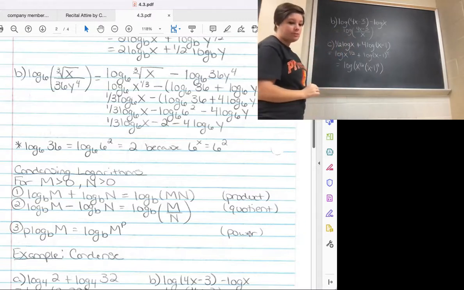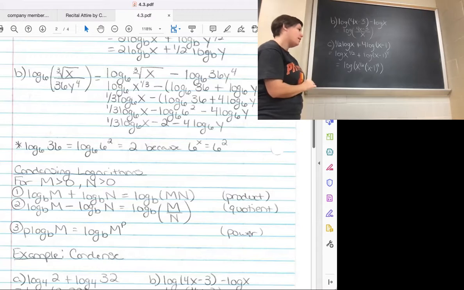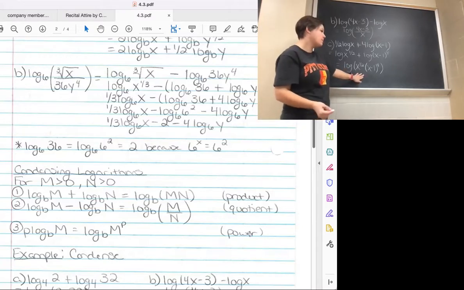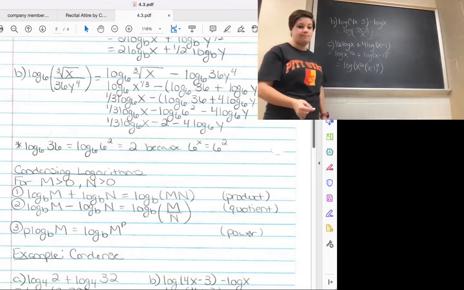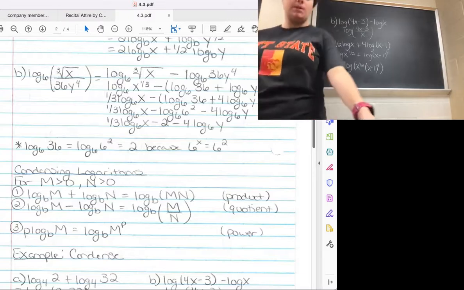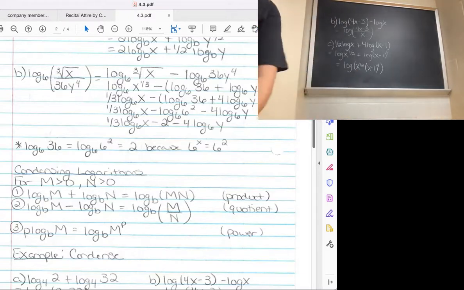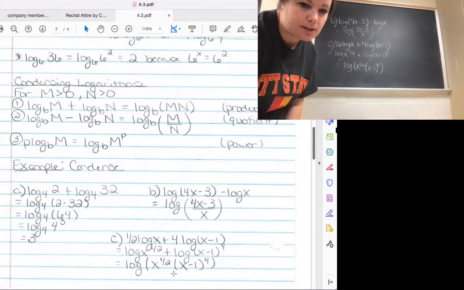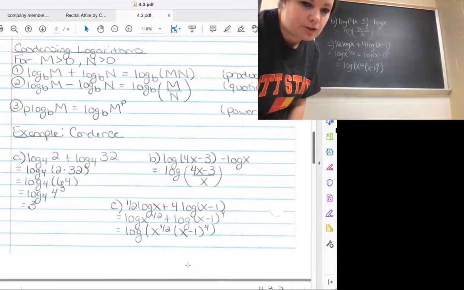So I have log of x to the 1/2 times x minus 1 to the 4th. You don't have to simplify that any further. You don't have to distribute that. You don't have to change that to a square root if you don't want to. You can simply stop at this point. Okay? You have combined them. That's all that was asked of you. Here's that example right there. See, I didn't combine that any further.